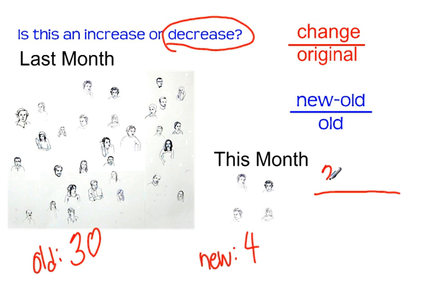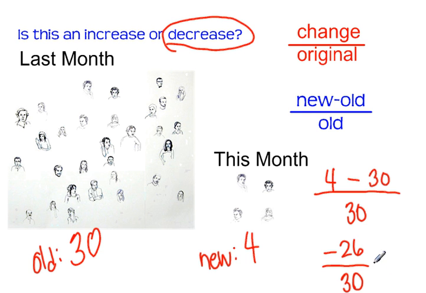So the new number is 30. Oh, I just made my first mistake there. The new number is 4, and the old number is 30, and the old number also goes on the bottom. And when I do 4 take away 30, I'm going to see that I get a negative 26, and that makes sense. Look up here. It's a decrease, and the denominator will be 30.